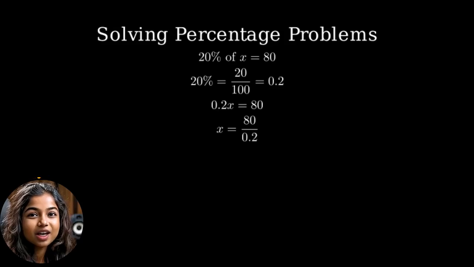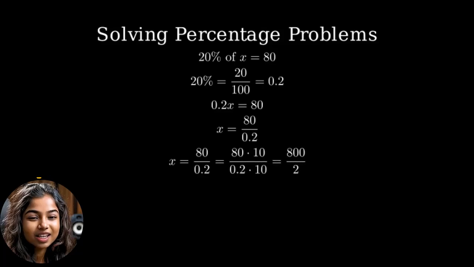Let me show you a trick to divide by a decimal. When dividing by 0.2, we can multiply both the numerator and denominator by 10 to eliminate the decimal. This is the same as moving the decimal point one place to the right. Now we can easily divide 800 by 2. This gives us x equals 400.